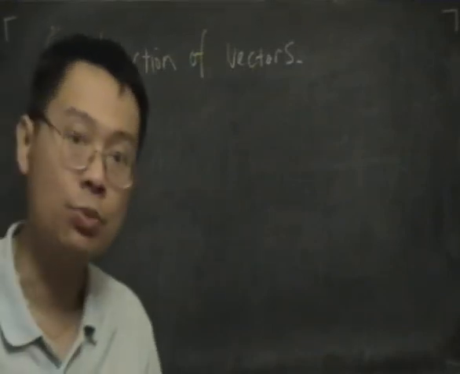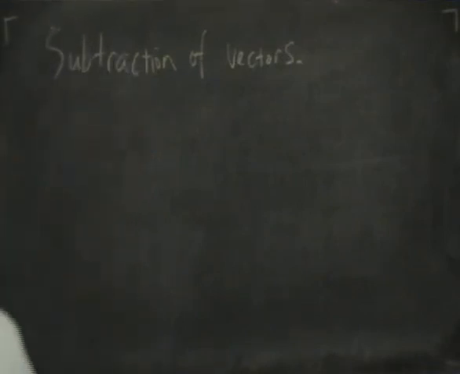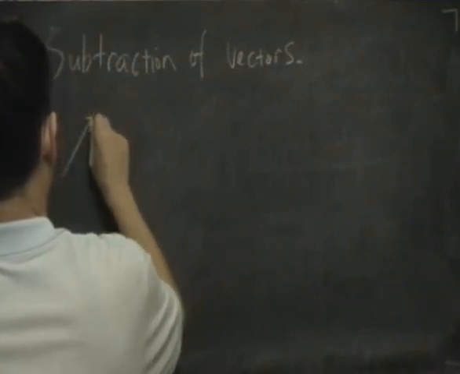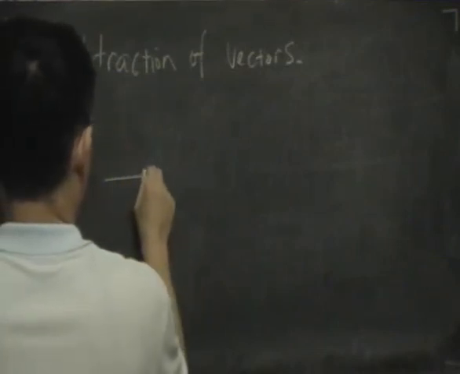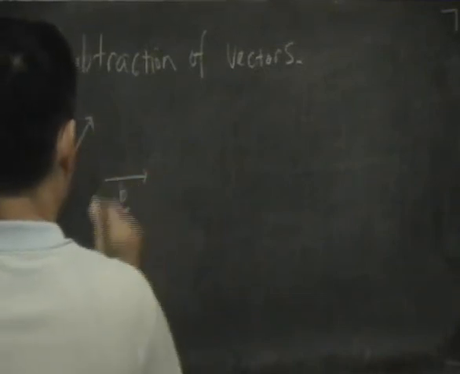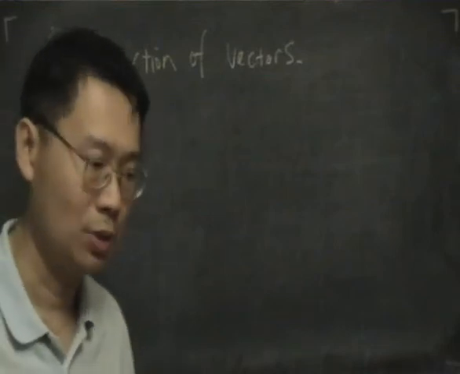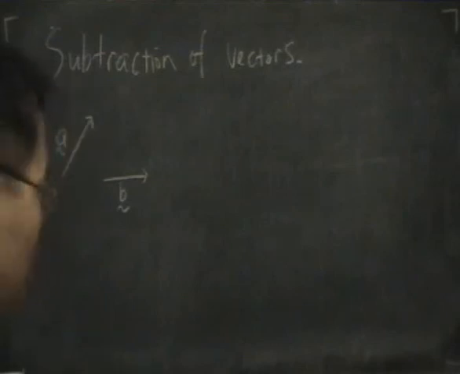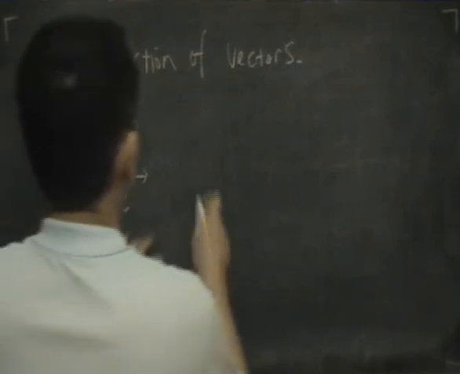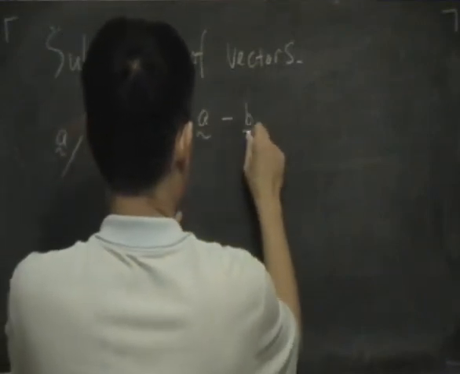Right, next we are going to look at subtraction of vectors. So suppose I have two vectors, vector A, vector B. Now suppose that I want to subtract them this time. We have seen how to add vectors. What does it mean when we want to subtract vectors? So what I want to do is find A minus B.